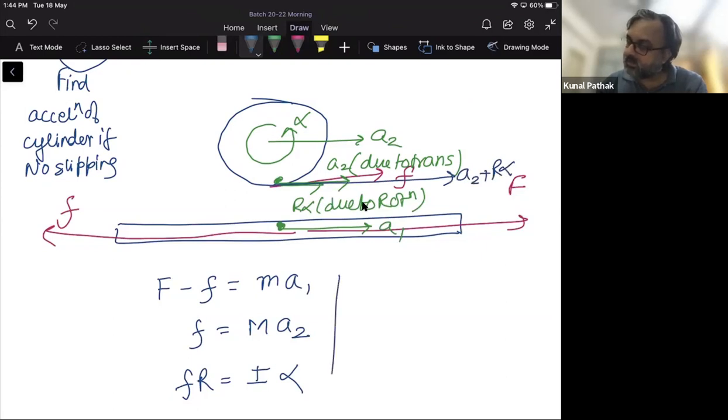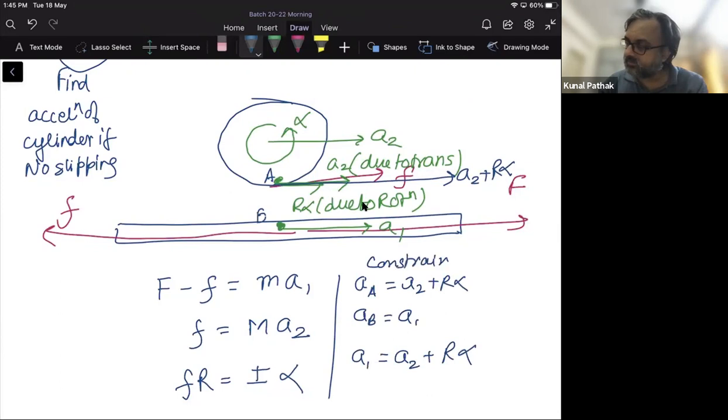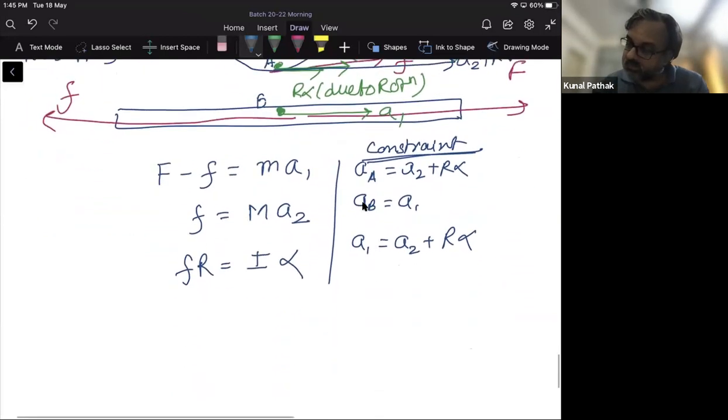right? And the net acceleration of point B, if I consider this as point A and this as point B, then A I have found a2 plus r alpha, AB is equal to a1. So a1 is equal to a2 plus r alpha. This is the constraint relation. Right, so most of you got it almost, most of you got it correct. That's very good. And now I can solve this.